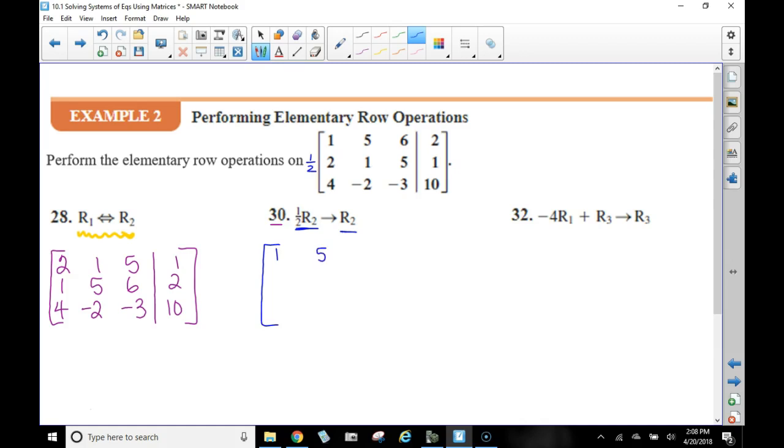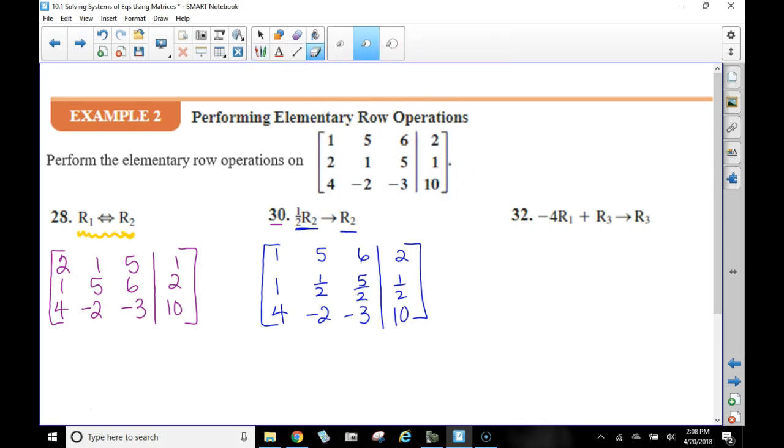It still has the same row 1, 1, 5, 6, 2. But now row 2 is half of what it was. 1/2 times 2 is 1. 1/2 times 1 is 1/2. 1/2 times 5 is 5/2. 1/2 times 1 is 1/2. Row 3 hasn't changed. It's still 4, negative 2, negative 3, 10. This blue matrix here is what we call row equivalent to our original matrix in our problem above, right there.